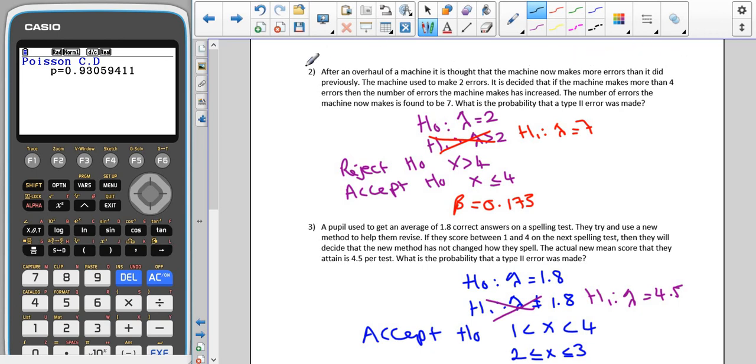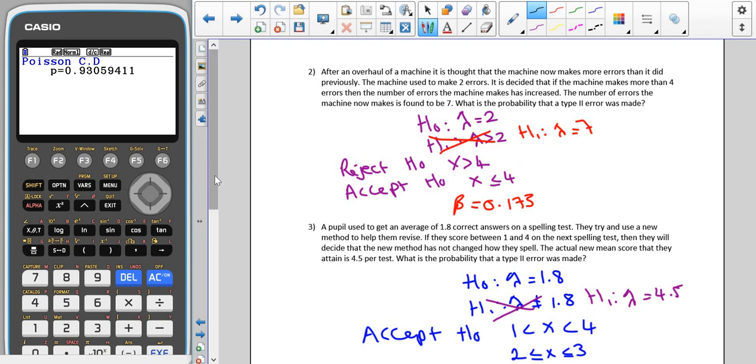For the second now you try question, they believe that the machine now makes more errors than it did previously. So our H0 is that lambda is 2, our H1 is that lambda is more than 2. It is decided that if the machine makes more than 4 errors, then it has increased. So that's our reject H0 region, strictly more than 4, which means our accept H0 region would be less than or equal to 4. Using the actual constant average rate of 7, and finding the probability of being less than or equal to 4, we end up with our beta of 0.173.